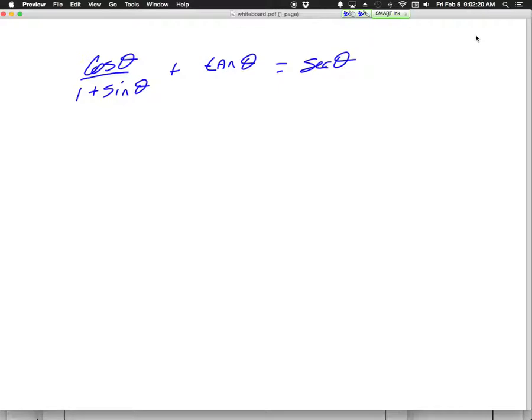Alright, cosine over 1 plus sine plus tangent equals secant. Can we change that to x? Whatever they start you with, keep it. Multiply by the conjugate is what we want to do. Just that fraction, that is correct.